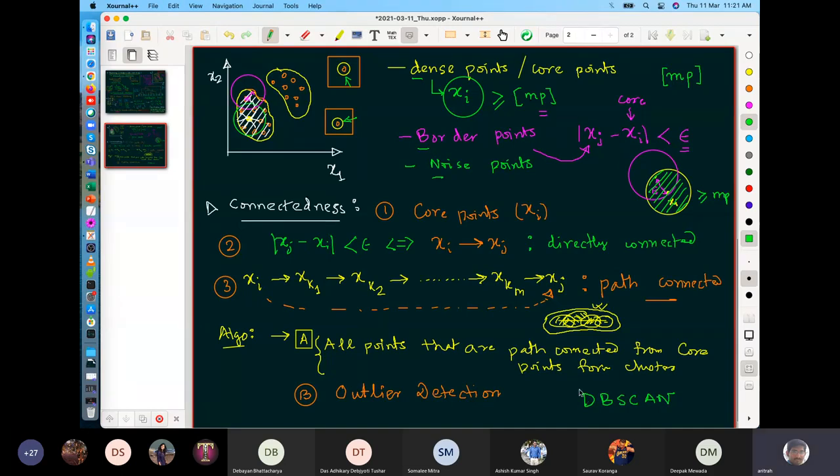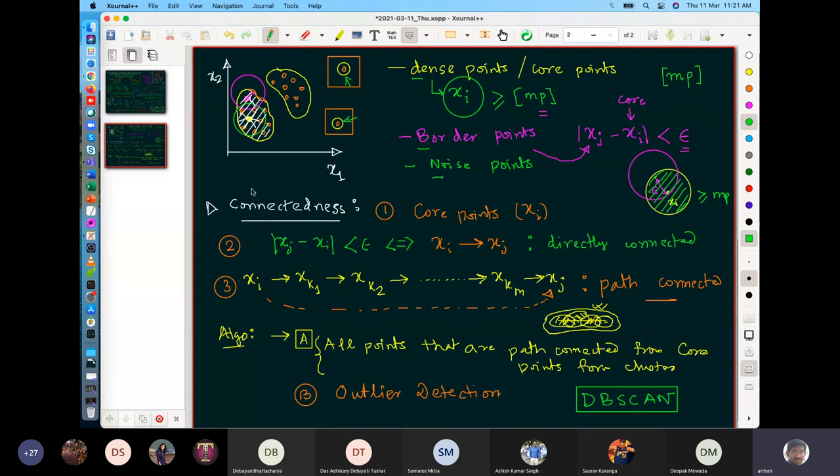So the full form stands as this: it is density based spatial clustering of applications with noise. I just forgot the exact words, but it is Density Based Spatial Clustering for Application in Noise. This is the DB scan algorithm people use.